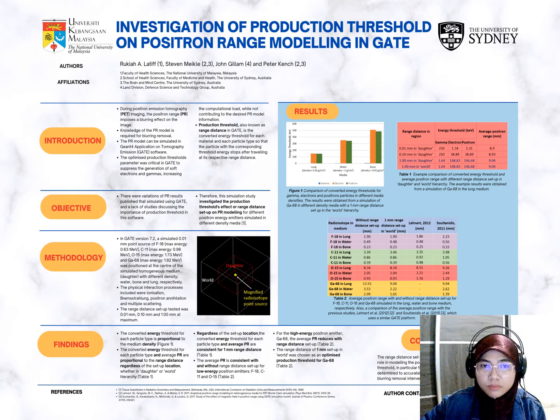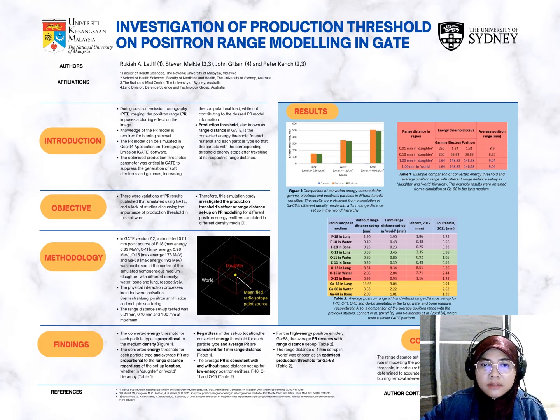Positron range causes blurring in positron emission tomography images, or PET images. To remove this blurring, first we need to investigate the character of this positron range blurring. And what we can do is simulate this positron range blurring in GATE simulation software.